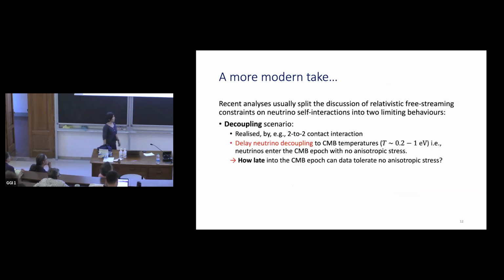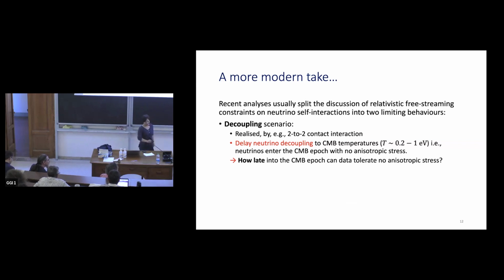The game has evolved a little bit, and a more modern way of doing this sort of analysis is to split up the discussion about relativistic free streaming constraints or neutrino self-interaction into two kinds of limiting behaviors. What people talk about these days is whether your new interaction could delay the decoupling of the neutrinos from the plasma. So essentially, you have your neutrinos interacting, and you have no shear stress when you enter into the CMB epoch, and then you ask how late the CMB epoch can tolerate having no neutrino shear stress. Okay, so that's a decoupling scenario, and this can be realized if you have something like a 2-to-2 scattering contact interaction, so something mediated by a massive mediator.